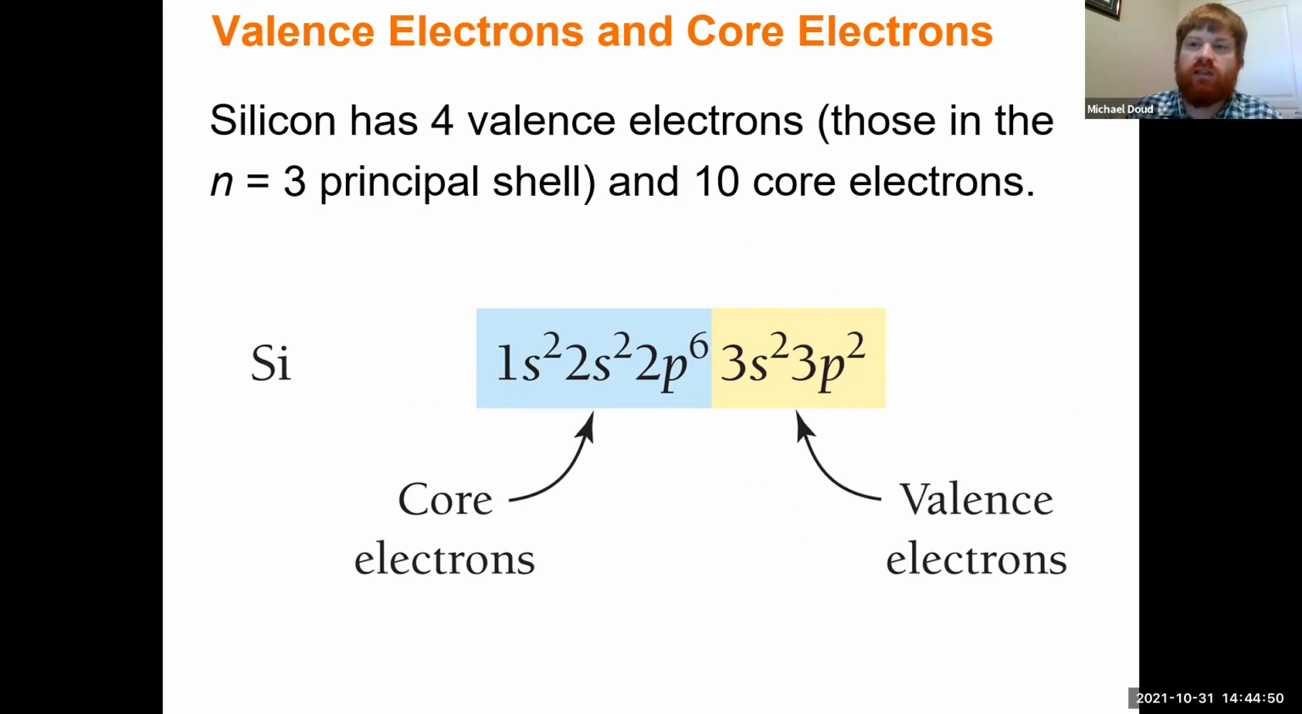And the way that we can see that in the orbital diagram or in the electron configuration is, well, the first 10 electrons are all the same as the configuration of neon. So that's 1s2, 2s2, 2p6. Those are the core electrons, the 1s and the 2s. The valence electrons are going to include those in energy level 3. So 3s2, 3p2. Again, that's 4 valence electrons, just like we predict.